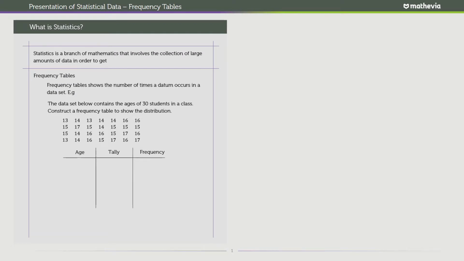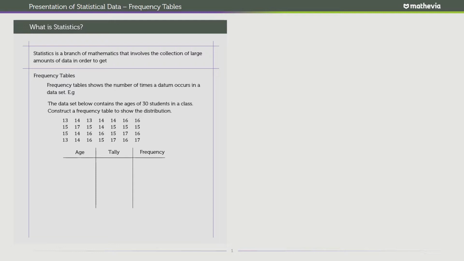Now, quite simply, we have a frequency table. So we have age, we have tally, and we have frequency. I will tell you about tally in a short while. The tally system is something we use for analyzing data.